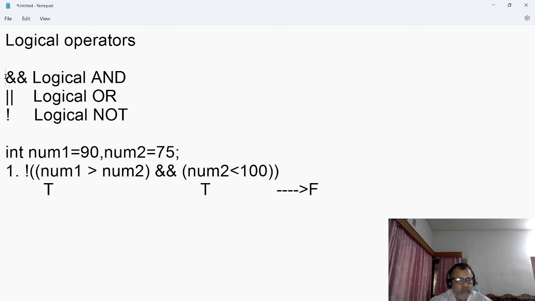One most important thing: both of these two are binary operators because they work with two operands, but this one is a unary operator because it can work only with one value.